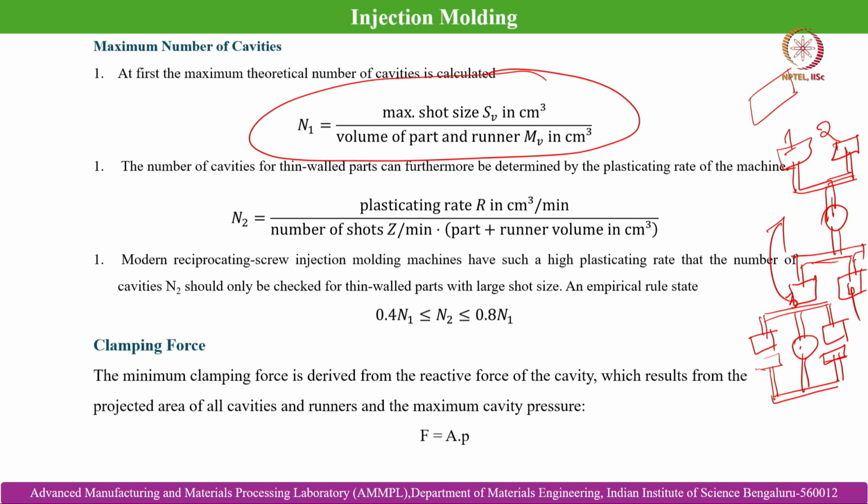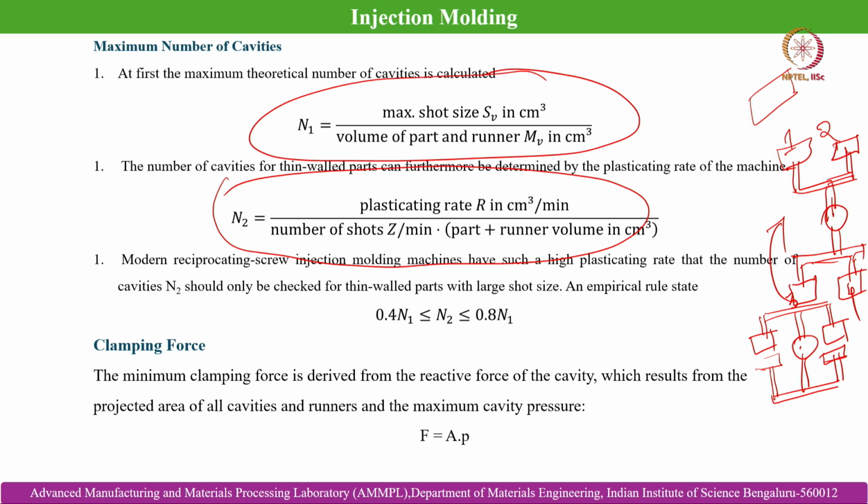The number of cavities for thin walled parts can furthermore be determined by the plasticating rate of the machine, which is defined here as N2, equal to plasticating rate R in cm cube per minute divided by the number of shots Z per minute into part plus runner volume in cm cube. So, it is a more realistic estimation for the design of the injection mold based on this criteria.